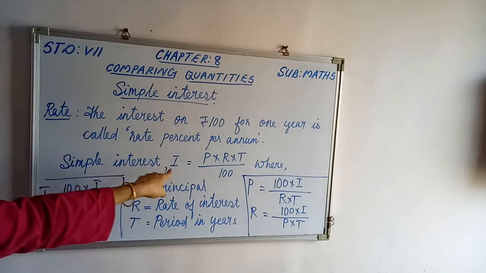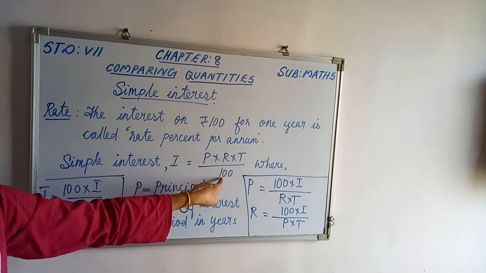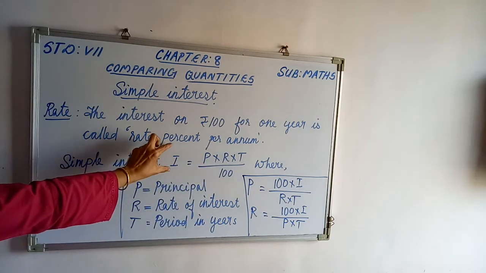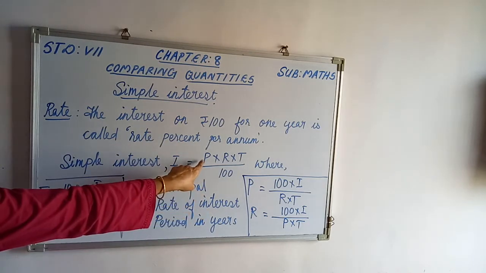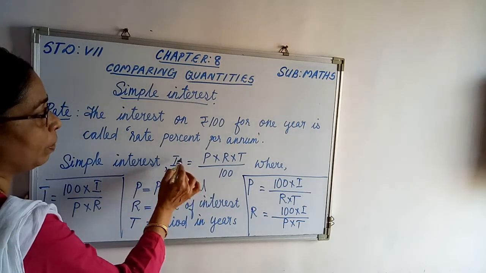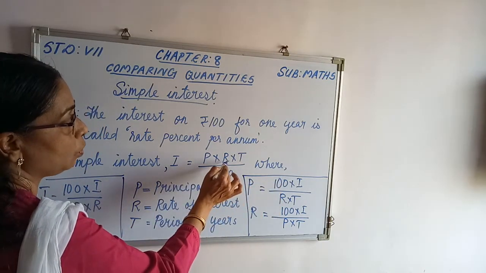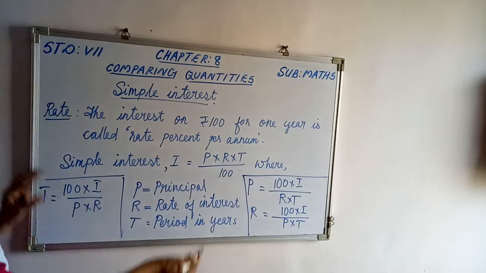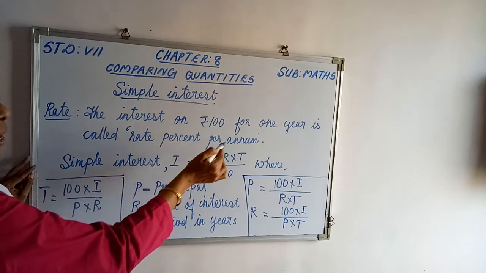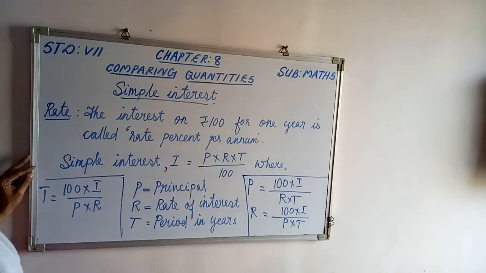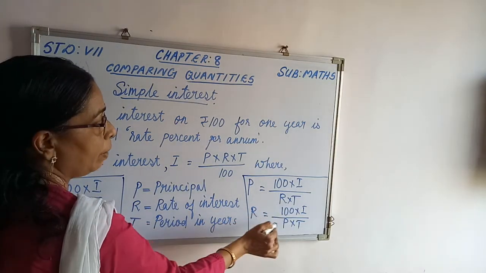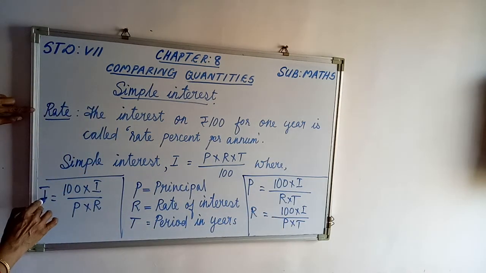See, from this formula I is equal to P into R into T upon 100. Suppose simple interest is given and you are asked to find out the principal. Use the formula, cross multiplying: 100 into I upon the remaining, R into T. And if simple interest, principal and period are given and you are asked to find out the rate, then R is equal to 100 into I upon P into T. Then to calculate T, 100 into I upon P into R. I hope it's clear to you. Now we can start with exercise 8.3.